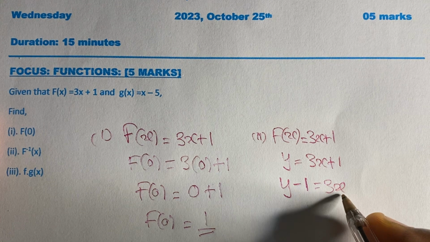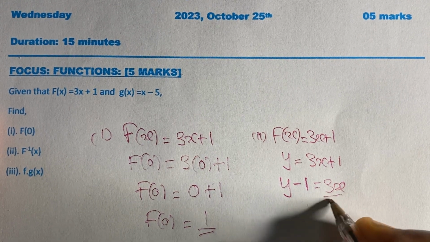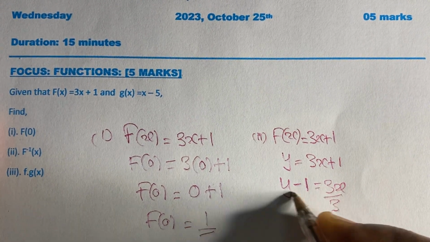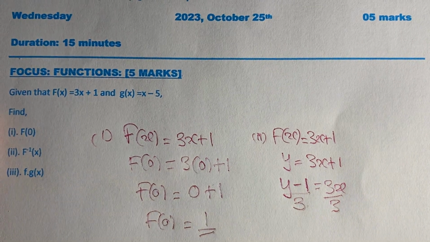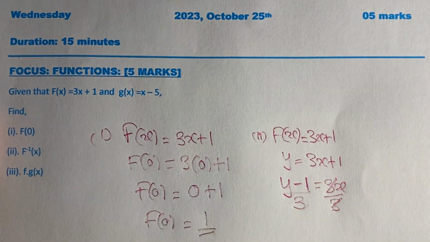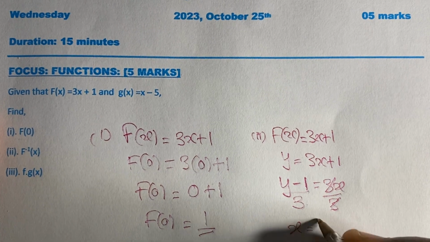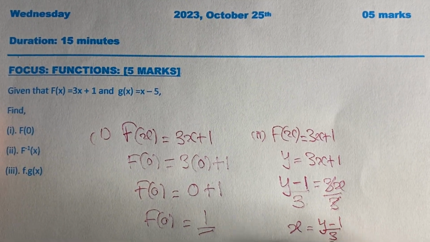Then since we want x and it's combined with 3, we're going to divide by 3. There is an equal sign, so even on the left we'll still divide by 3. So 3 and 3 cancel. This is going to become x equals y minus 1 over 3.